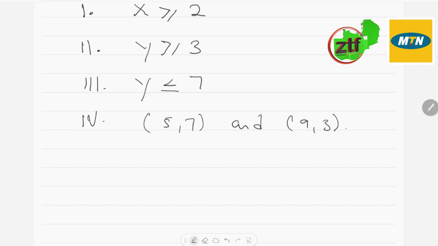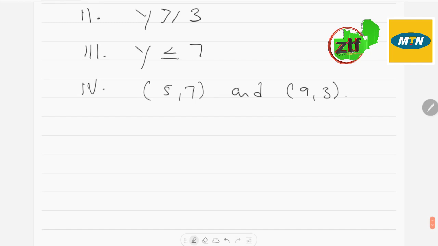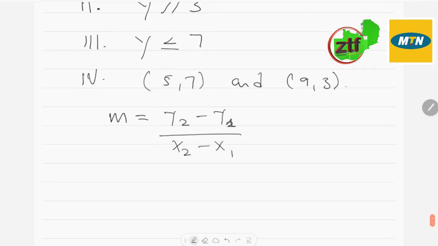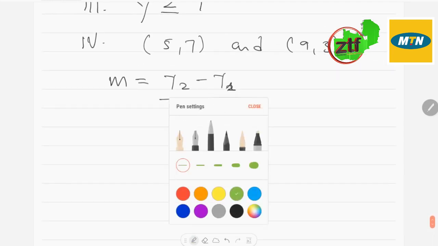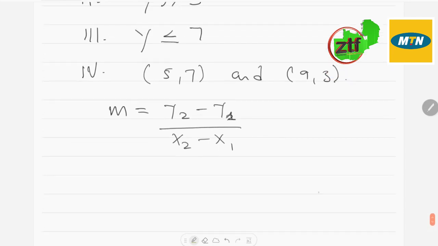So we can use the 2 points to find the gradient of a straight line and then find the equation of that particular line. So finding the gradient, we are told that it is change in y over change in x. So here we need to actually give these two coordinates some subscript.